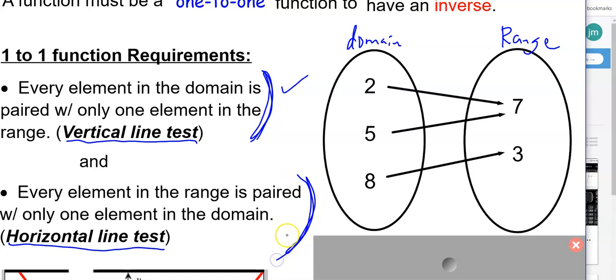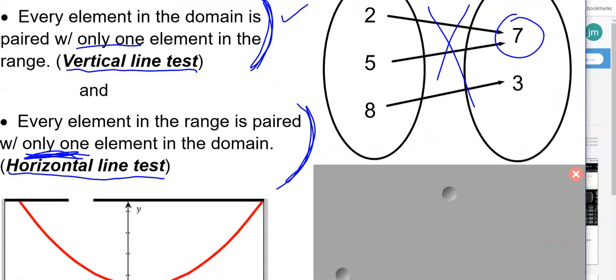The second test is saying every element of the range is paired with only one element in the domain. The first was true: every domain element had only one partner. Is that true about the range? Especially talking about number 7. 7 has partners 2 and 5 here, so it's paired with more than one. So this is not a one-to-one function. It's a function, but it's not one-to-one.